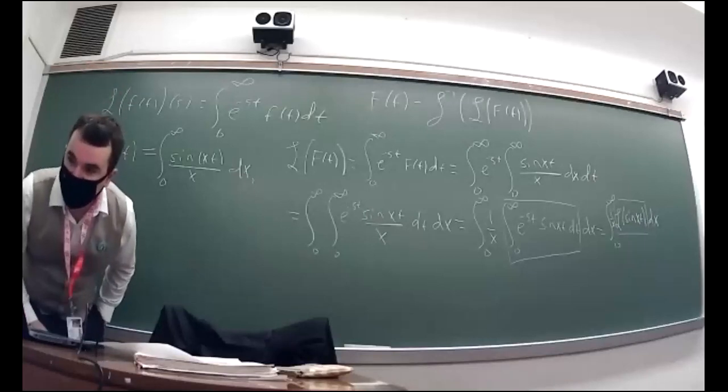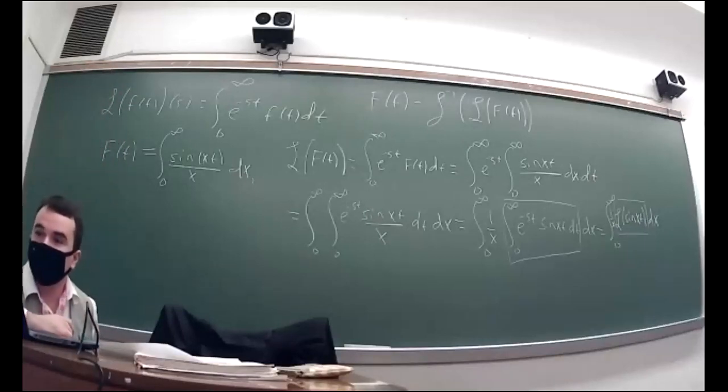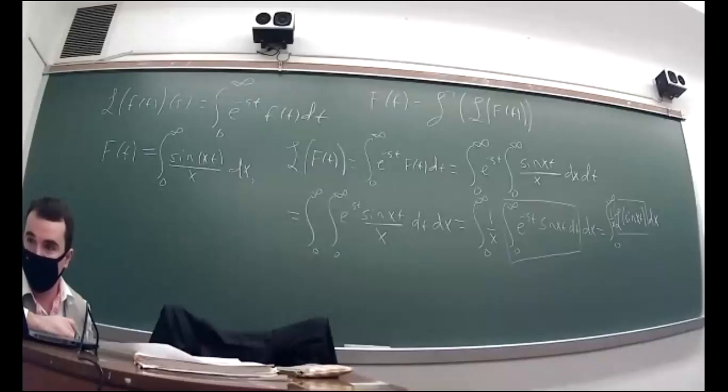Yeah, sorry, this is kind of hard to see. The two things in boxes are the same. The thing in the larger box I recognize as the Laplace transform of sine of x times t. It's being multiplied by 1 over x, and then being integrated with respect to x.